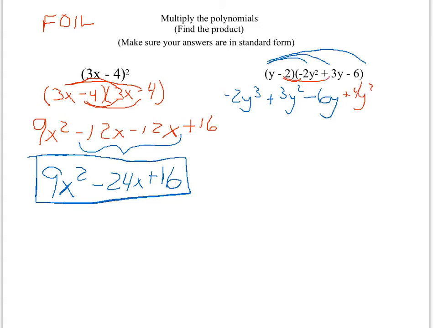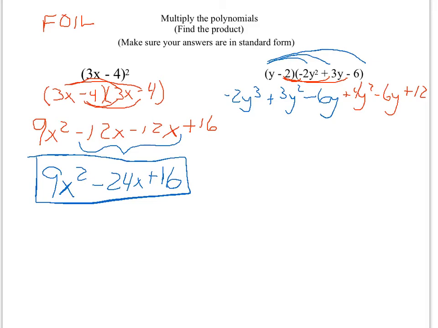Negative 2 times 3y would be minus 6y. And then negative 2 times negative 6 would be plus 12. At this point, now we want to take a look around, combine our like terms, start at the biggest exponent, work down to the smallest. We want to make sure that we are in standard form.